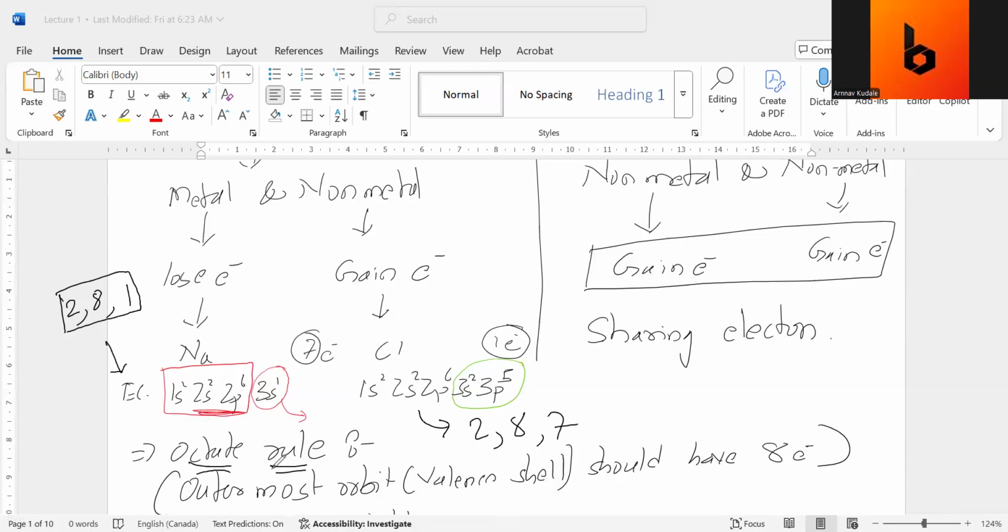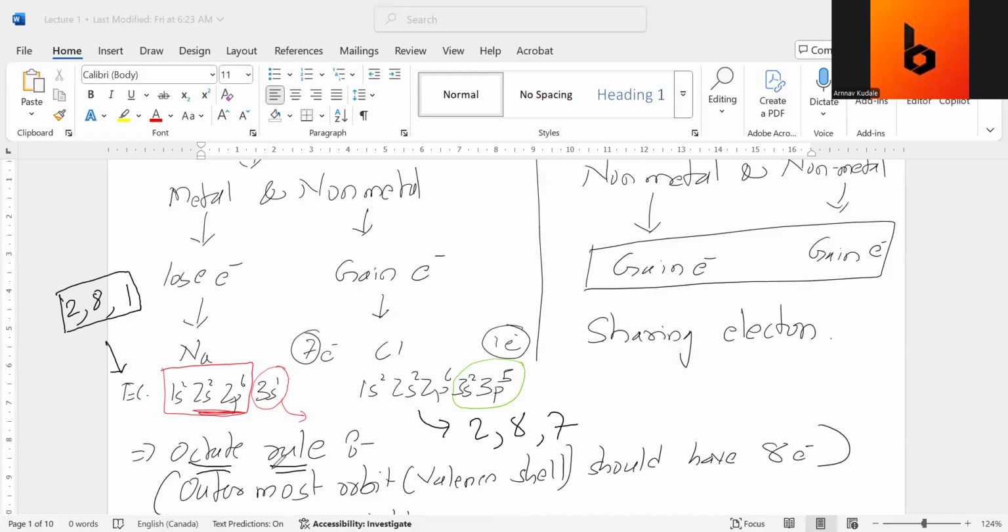So octet rule is basically what I generally call eight as the magic number. If any atom is able to attain the magic number of 8 in the valence shell, it is more stable. What is the magic number? 8. That is the octet rule. So an atom will try to attain that magic number in its valence shell. It can attain that either by giving electrons or by gaining electrons.